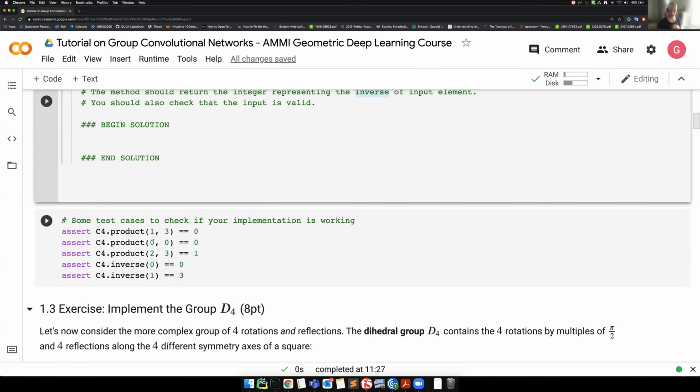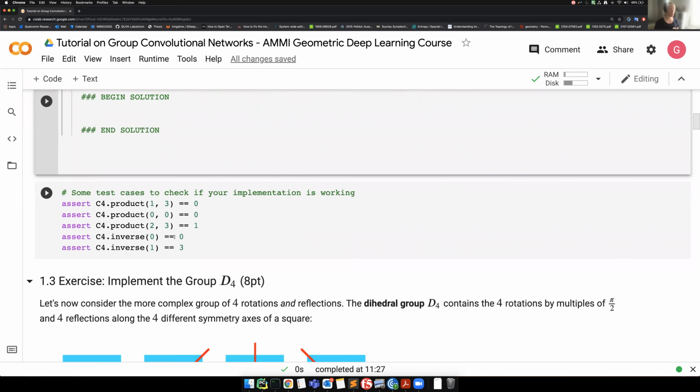If you combine a rotation by 0 with a rotation by 0, it gives you back a rotation by 0. 2 and 3, if you do a rotation by pi, and then a rotation by 3 times pi alpha, you go back to a rotation by 90 degrees. And then we check that the inverse of a rotation by 0 is a rotation by 0. And the inverse of a rotation by 90 degrees is a rotation by 3 times 90 degrees.